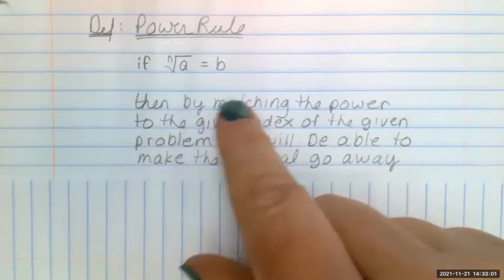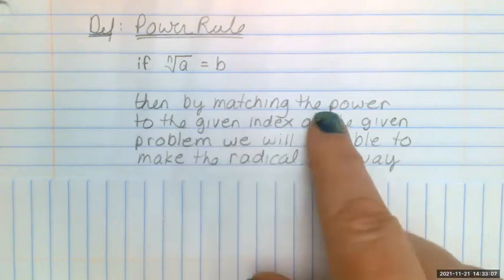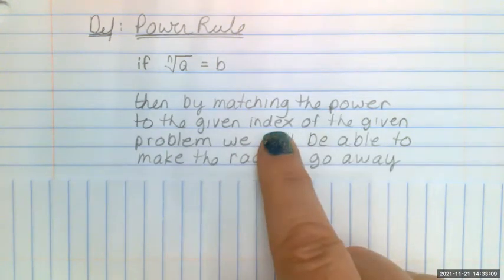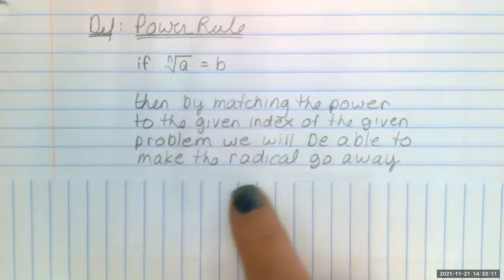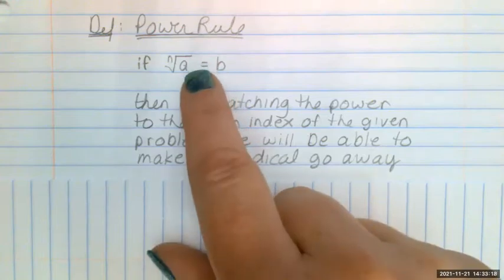What we're going to do is match a power to whatever this index is, okay? Matching the power to the given index of this given problem will make the radical go away. That's how you make a radical go away in equations.